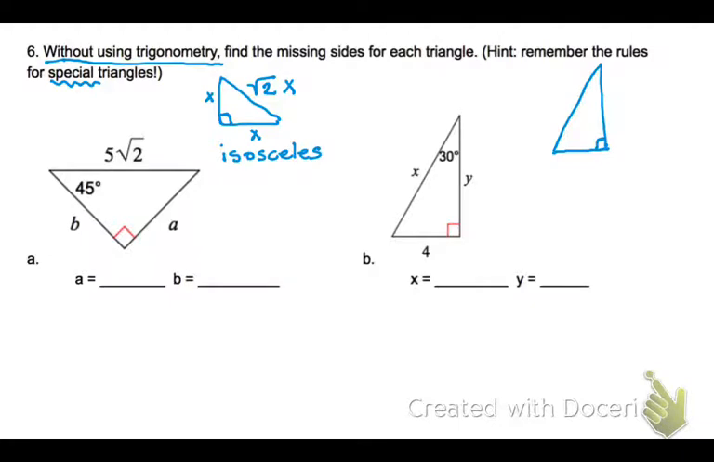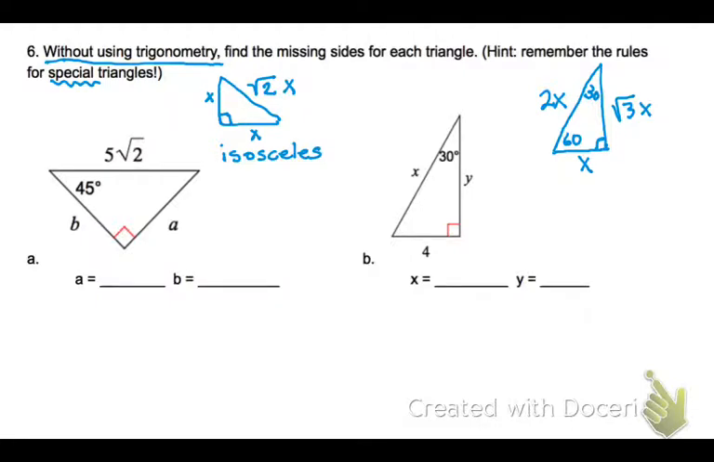So this guy's a 30. This guy's a 60. Remember, the smallest leg was always x. The next largest leg was square root of 3 times x, and the hypotenuse is 2 times x. And remember, we had to do various manipulations to figure that out. So that's what you need to do in order to do these two.